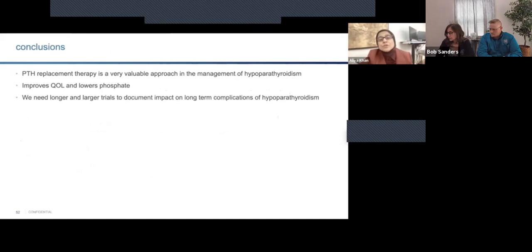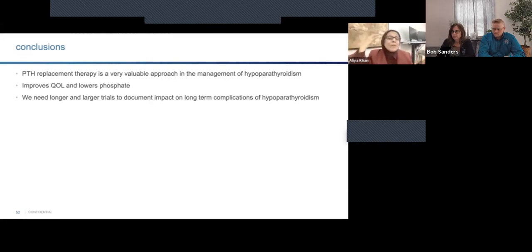So the conclusions are, PTH replacement therapy is a very valuable approach in the management of hypoparathyroidism. We're finally able to give back the missing hormone. And we need to look at the research and do more studies to see if by giving back the missing hormone, we can improve the quality of life and reduce the risk of complications.